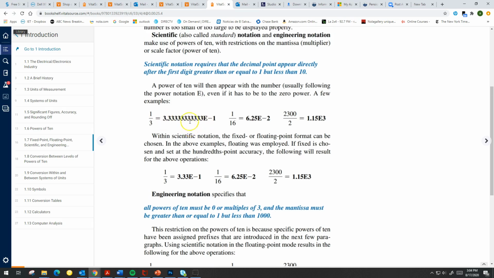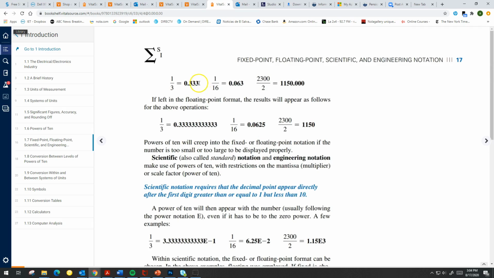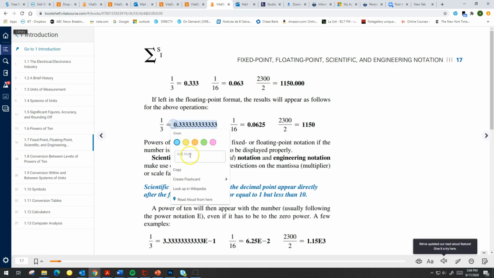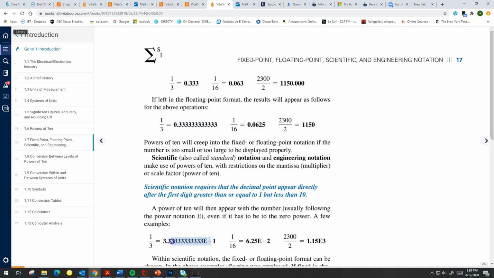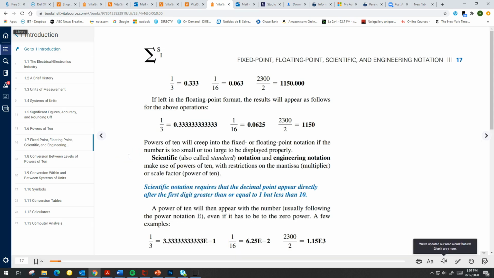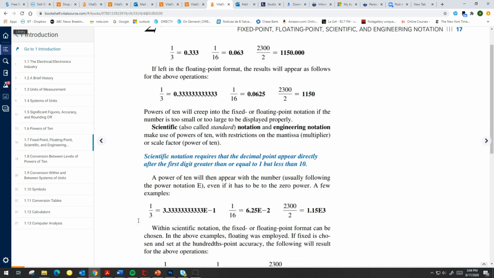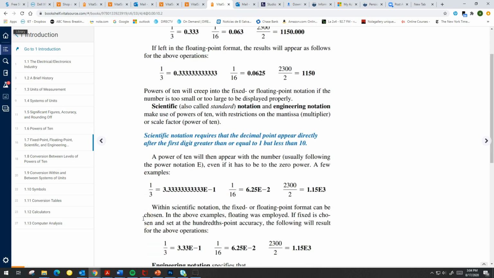And as you notice, the numbers are the same. A number is a number, right? 1/3 is the same as this, is the same as this, and it's the same as this. It's the same number. We're just representing the same number in different ways, but the number doesn't change. The nature of the number is still the same. 1/3 is still 1/3. It doesn't matter how you represent it. It just matters how accurate you want the representation to be.